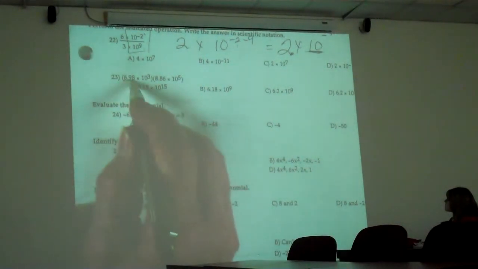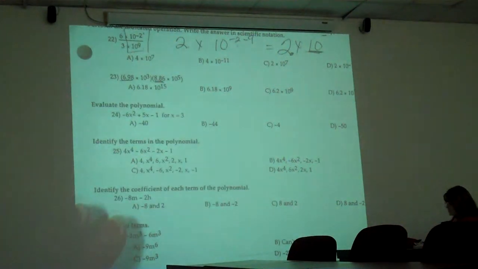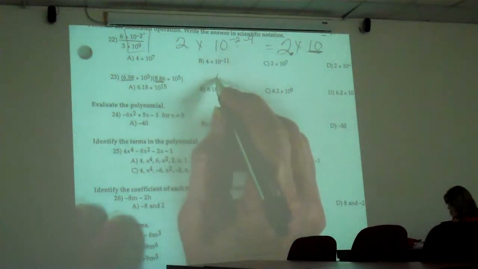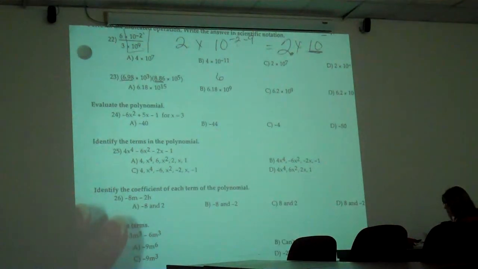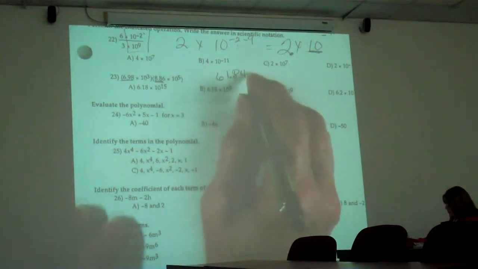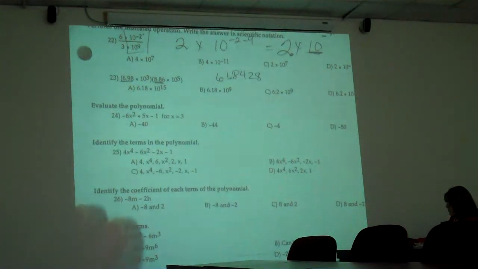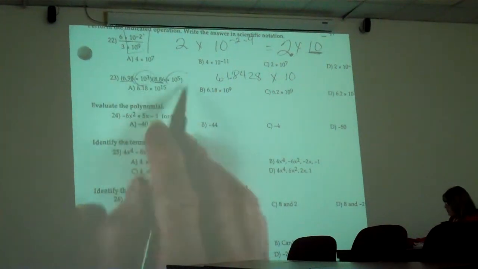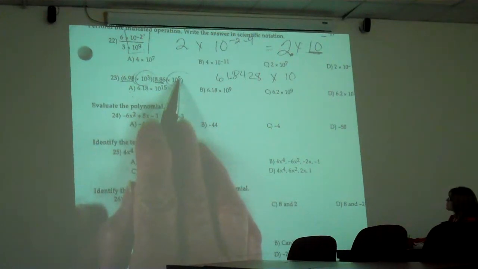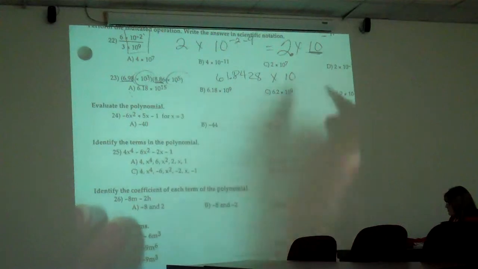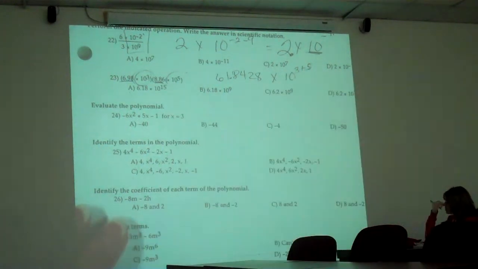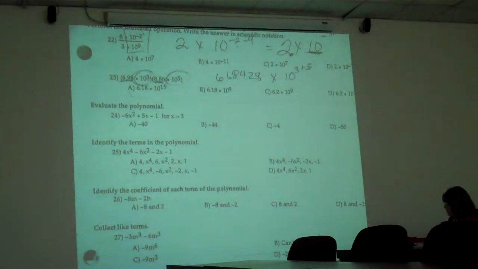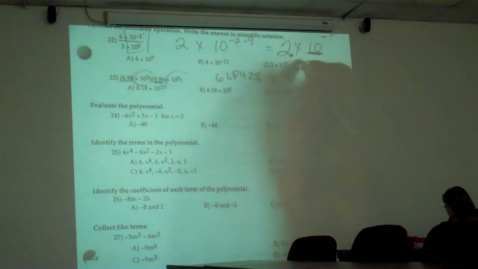This one, multiply 6.98 times 8.86. What do you get? Okay, and then the 10 part. Remember when you multiply, a base times a base, you keep the base and add the exponent. So you have the base, add 3 plus 5, which is 8, right? Okay, I'll just write it as an 8.